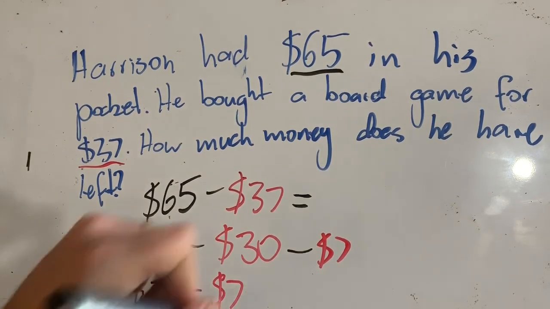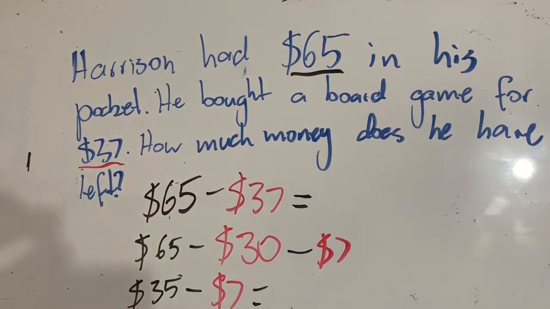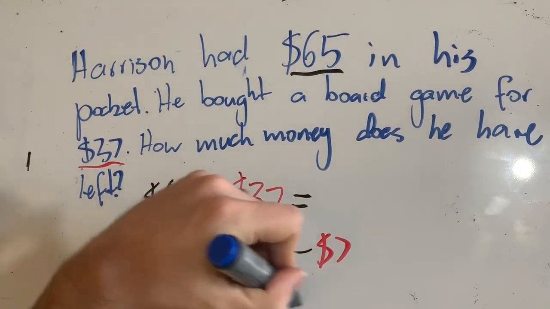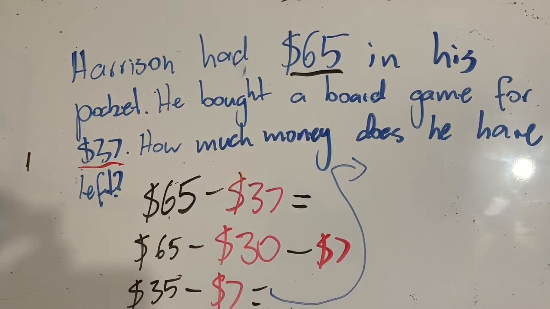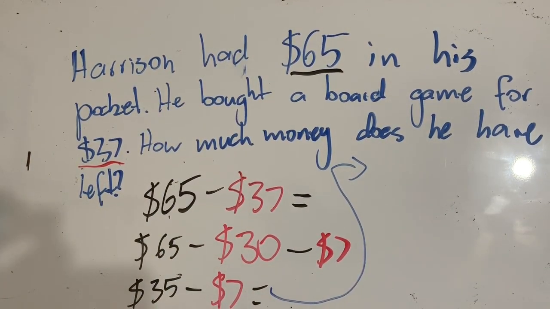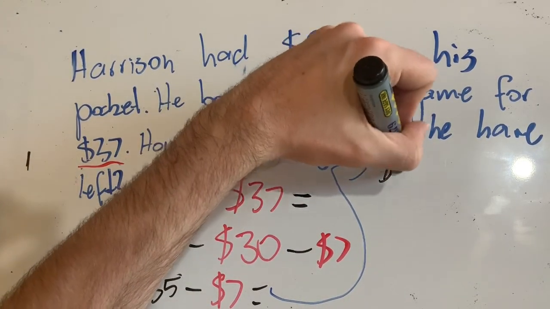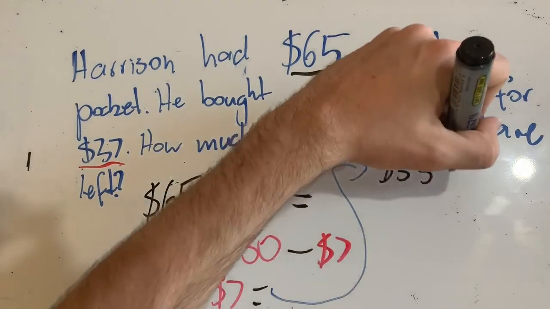Now, this looks like something that we can do as well. So I'm going to go up here because I've run out of space on my page. And I'm going to split this 7 into something that's a little bit more easy to work with. I could count backwards, but that's not the most efficient way. And remember, we're doing this for efficiency. We're mathematicians. So we've still got 35. I haven't subtracted the 7 yet.